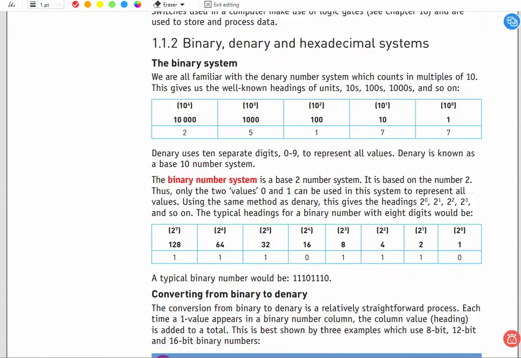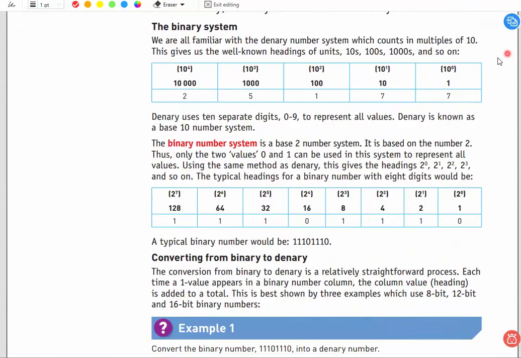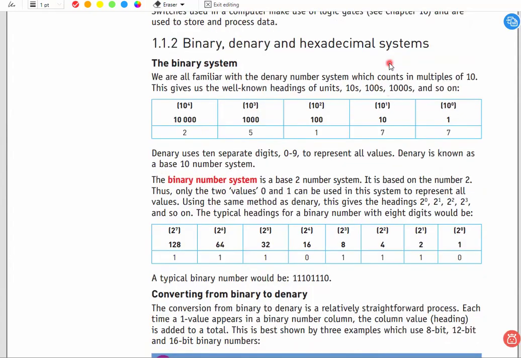And this is considered logic gates as well. Okay. And now, what is the binary system? Very important. Here we go. There's binary, and then there's denary, and then there's the hexadecimal system.